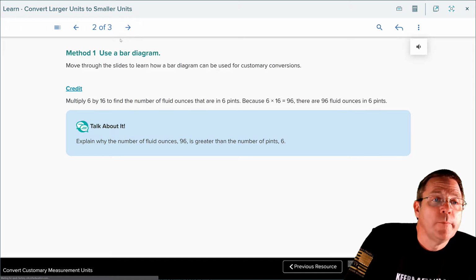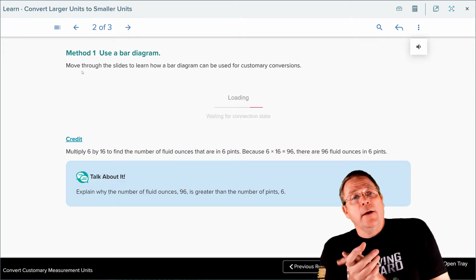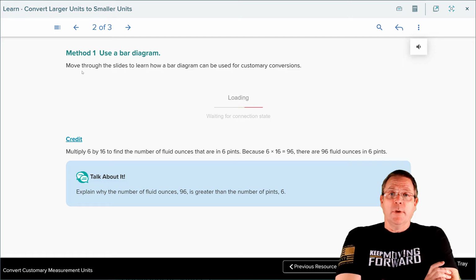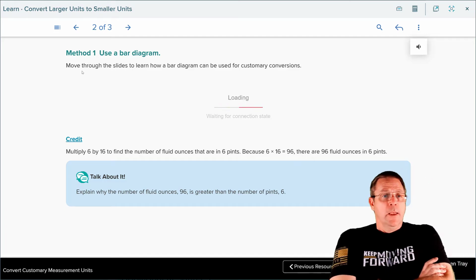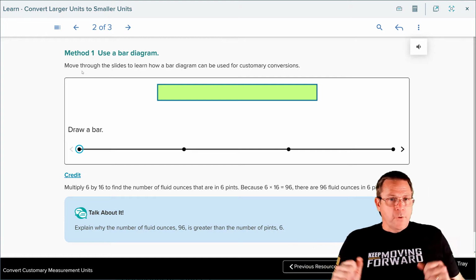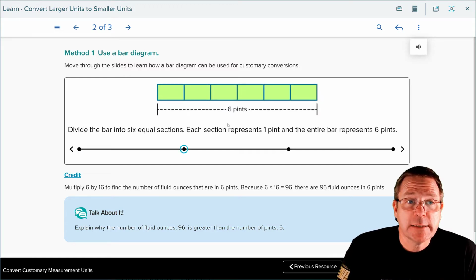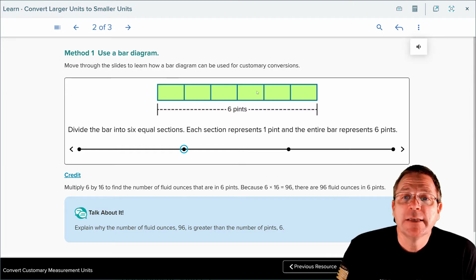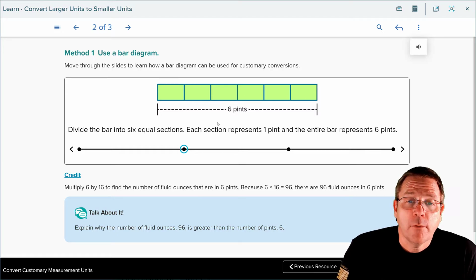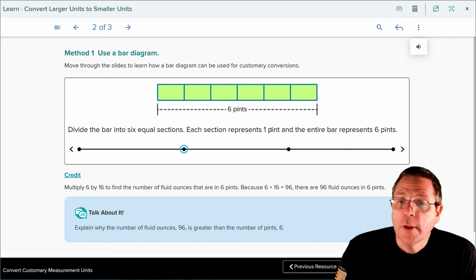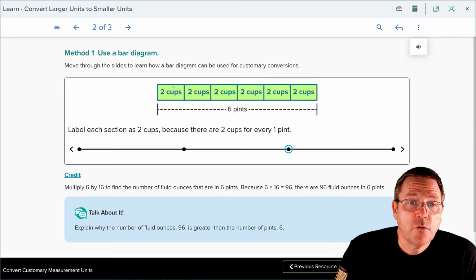So, moving along. Move through the slides to learn how a bar diagram can be used for customary conversions. First thing you need to do is draw your bar. After you have drawn your bar, then you're going to divide it into 6 different sections because we have 6 pints. Okay? Now, each pint, of course, is going to be represented here. Each pint consists of 2 cups. So now my bar that had 6 pints has 2 cups listed in each one of those.